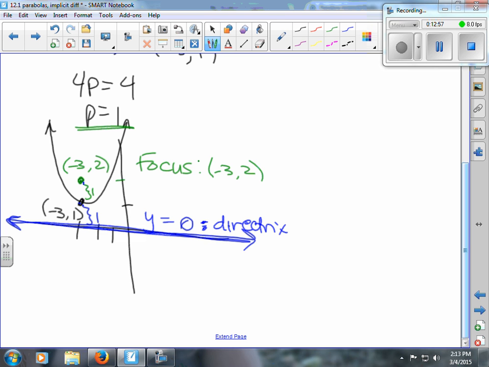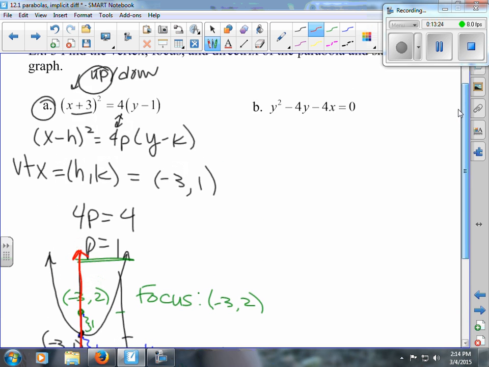Okay, then you also need to know the axis of symmetry. The axis of symmetry is the line over which the parabola is a mirror. And so it is always a coordinate of the vertex. It's either x equals or y equals. In this case, it's x equals because it's the vertical line. So the axis of symmetry is the vertical line, x equals negative 3.